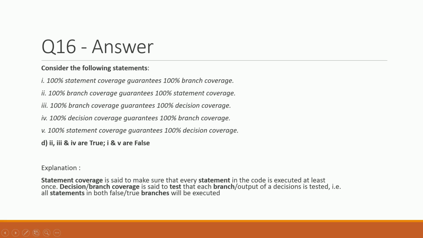Because as you can see from the explanation, statement coverage is said to make sure that every statement in the code is executed at least once, and decision coverage is said to test that each branch of a decision is tested. That all statements in both the false and true branches will be executed.